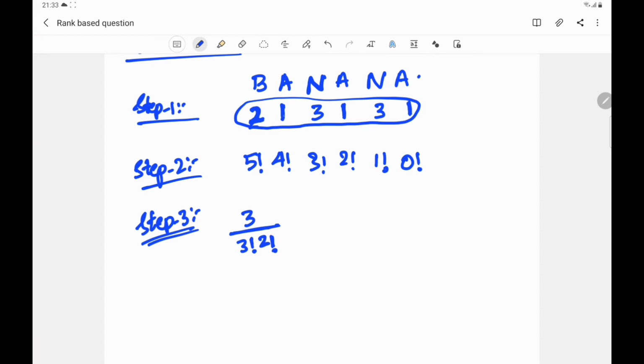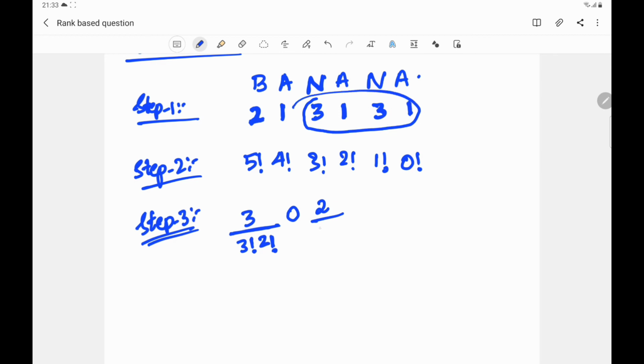Here the rank is 1. To the right of 1 there won't be any rank less than 1, so that's why it is 0. Here the rank is 3. To the right of 3, how many ranks are there that are less than 3? There are only 2 ranks because there are 2 ones. Now divided by, take these 4 things. Out of these 4 things, how many repetitions are there? 2 factorial into 2 factorial, because 1 is repeating 2 times and 3 is also repeating 2 times.